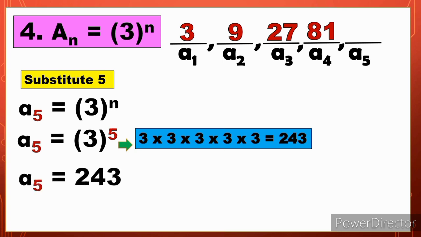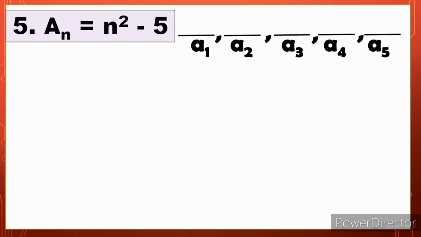So, ang a sub 5 natin ngayon is 243, which is yan yung fifth term natin. Okay? So, again, ang first 5 terms ng rule natin na a sub n equals 3 raised to n ay 3, 9, 27, 81, 243. Okay, next, let's have another example, number 5.